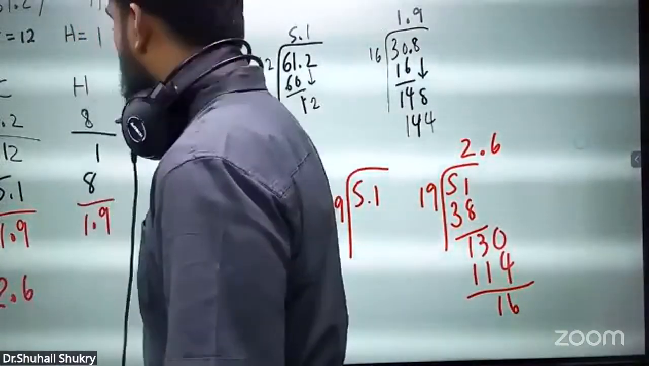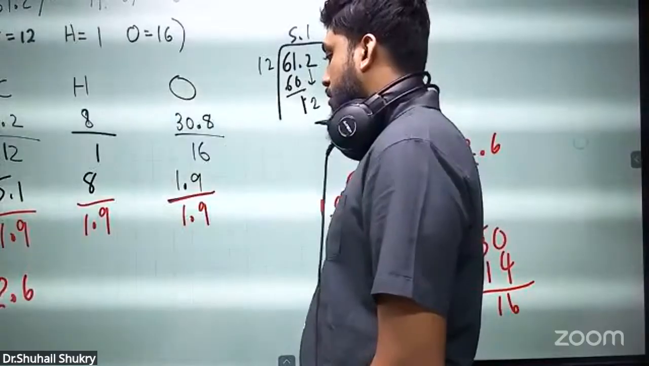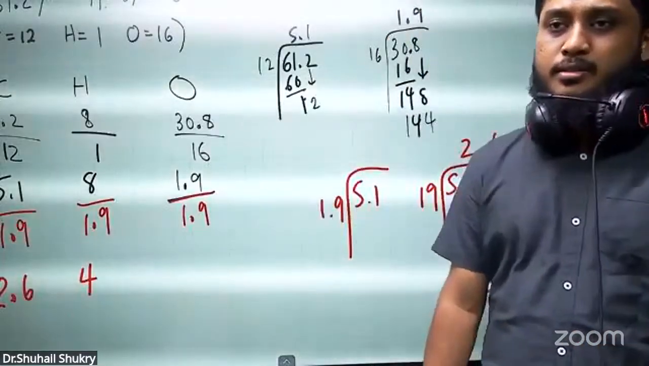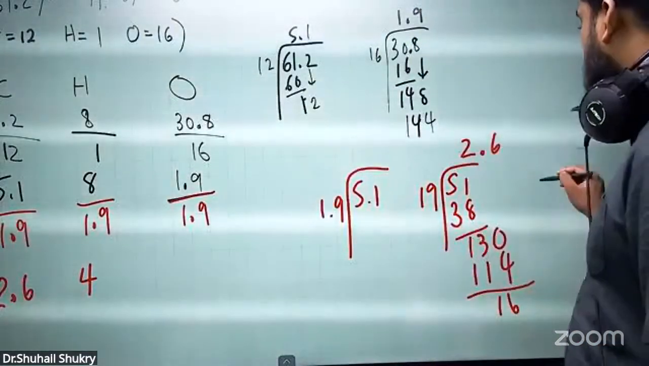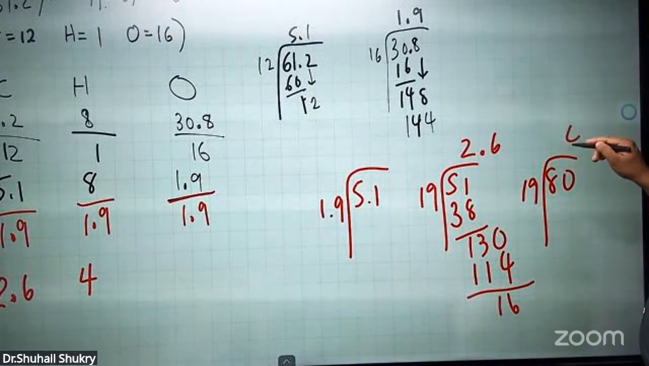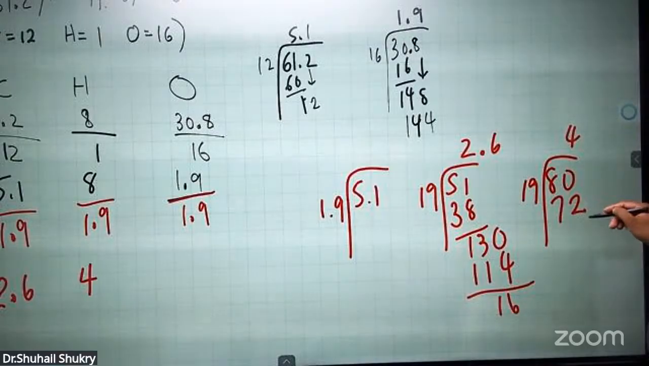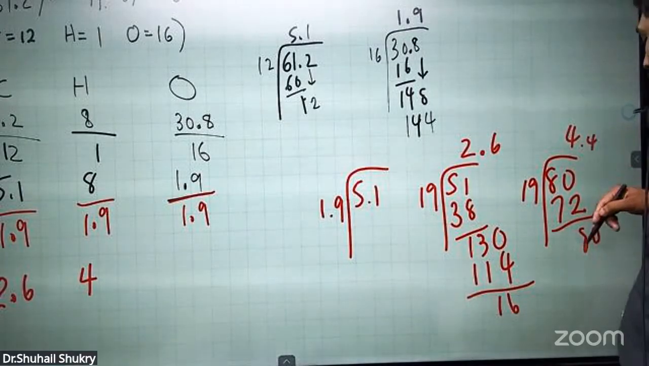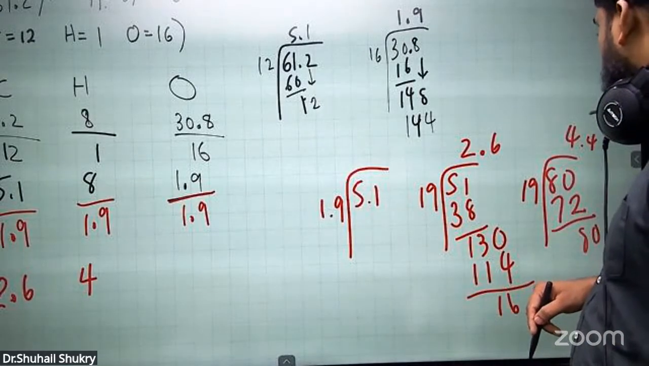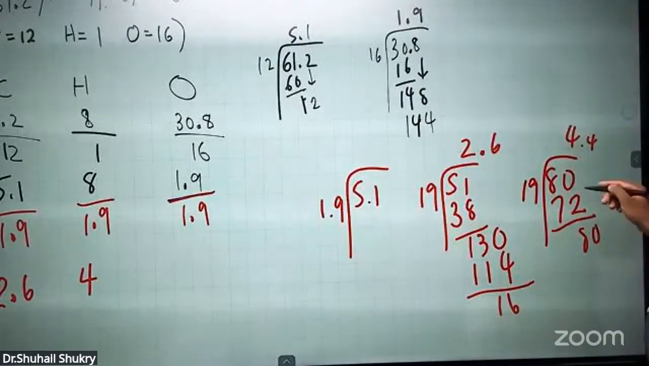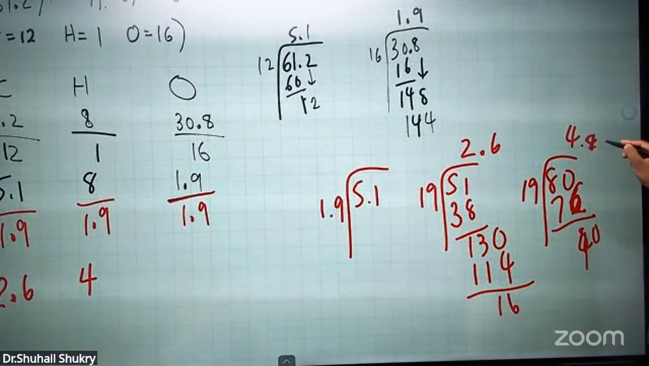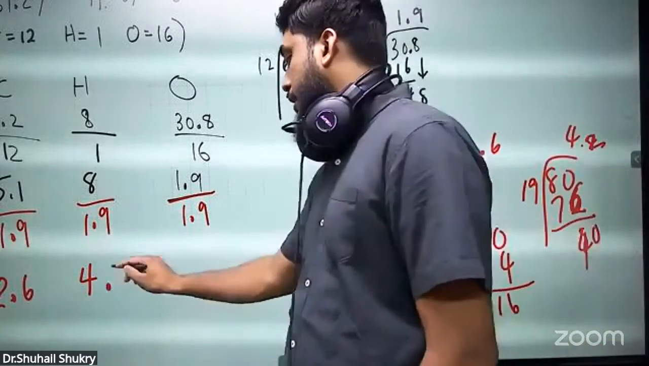2.6. Then 8 divided by 1.9. Nearly we'll take 4. 8 divided by 1.9, something like 4.1 we will take. It will come as 80 divided by 19. If I put 4, 4 into 9, 36. 72, remained 8. Then 4.4 again we get. 4 into 19 is 76, then 40, which means something like 4.2. 4.2 we get. Here 1.